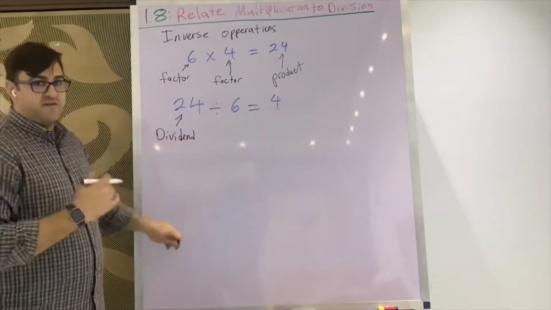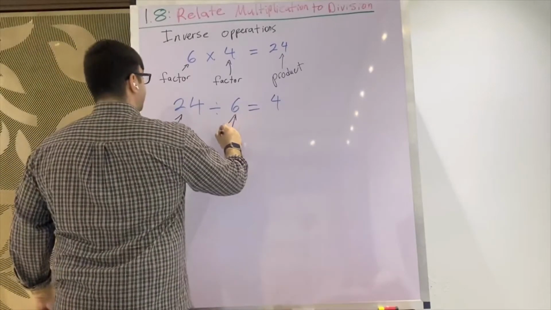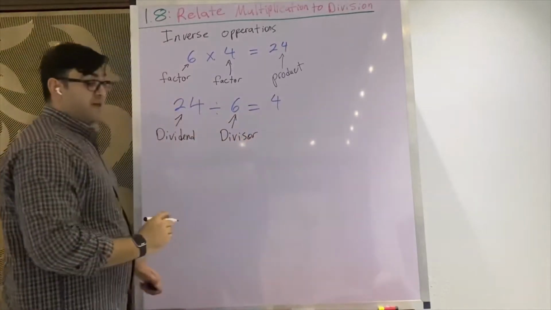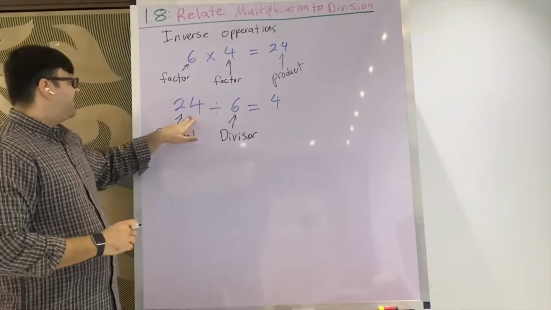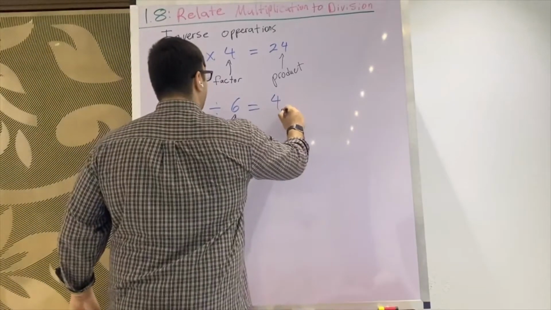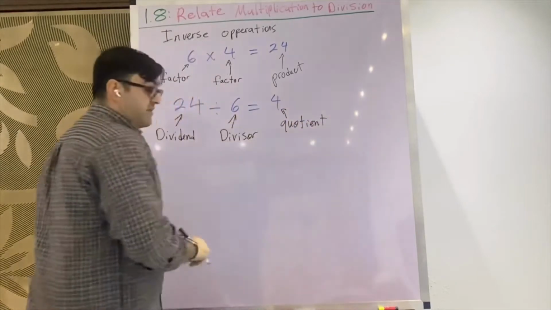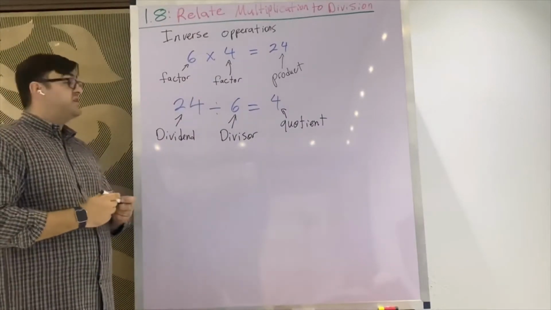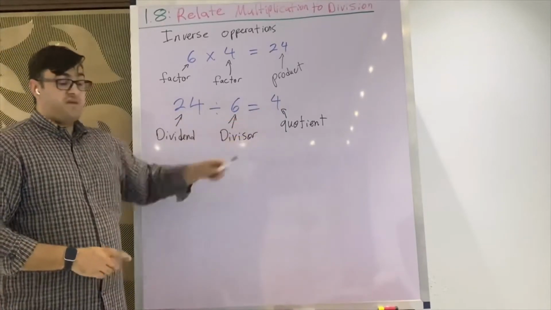But I just don't. It's an American thing. Alright? The second number is known as the divisor. It's called the divisor because it's the number dividing the dividend. Okay? And lastly, this number 4 is known as the quotient. So again, in division, this is known as dividend, this is the divisor, and this is the quotient.